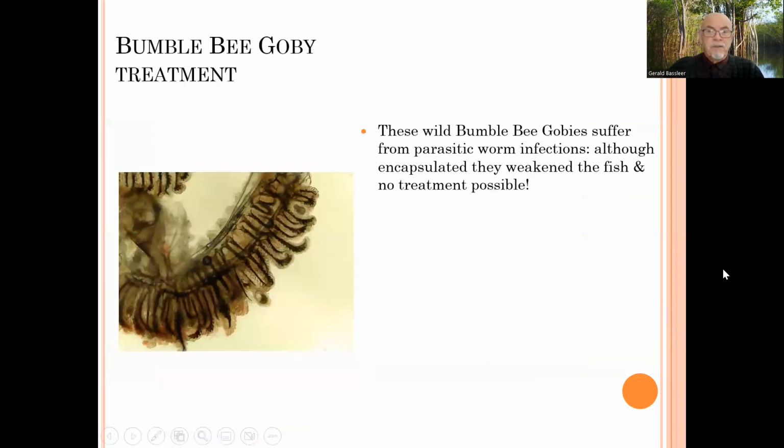So, those who are suffering very badly, they will not be able to be treated because, to be honest, the encapsulated worms cannot be treated. And that weakens the fish. The treatment doesn't penetrate and kill the worm. The worm is just waiting there to be eaten by a predator, bird or fish, and then it becomes a larger worm. So the fish is just an intermediate host in this case.